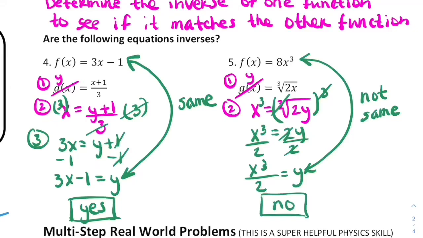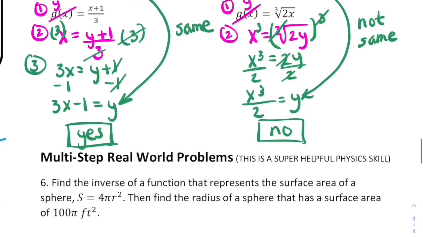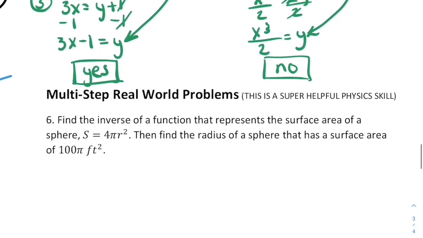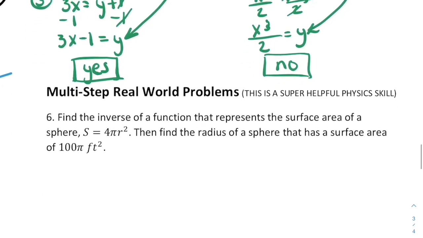We have one last little topic here, and this is dealing with multi-step real-world problems. Those of you that have been in geometry have seen some of these. Some of you that are in physics or IPC have seen some of these. Probably not called an inverse function. It's basically just taking a function and solving it for a different variable, but it's the same process as switching our variables. However, when we're doing real-world problems, there's a very important thing to note.